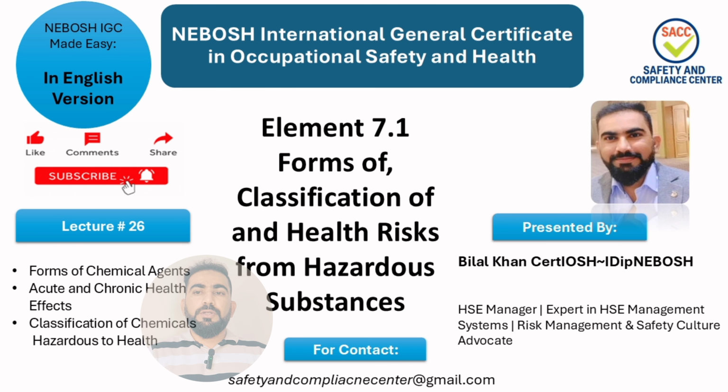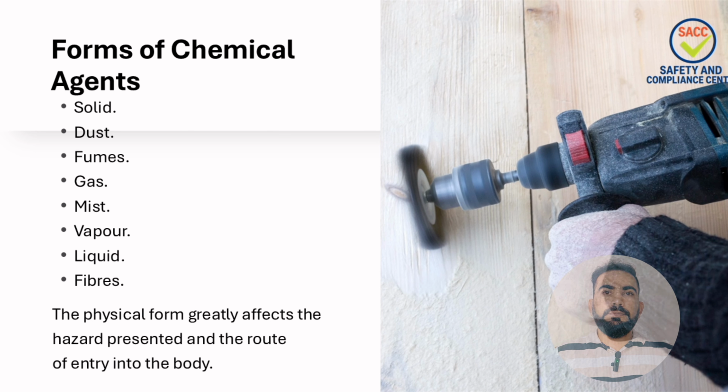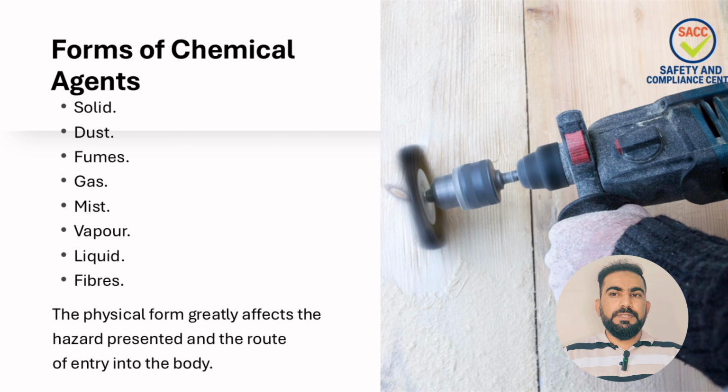In this video we are going to talk about something very important, especially for anyone working in environments where chemicals and harmful materials are present. We will be discussing the forms of hazardous substances, how they are classified, and the health risks they present to the workers. Let's start by looking at the different forms of hazardous substances that can take place.